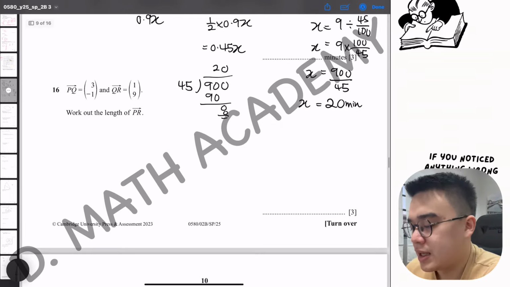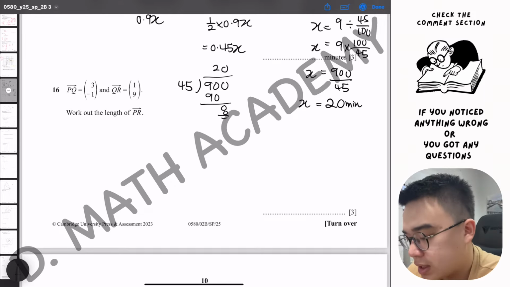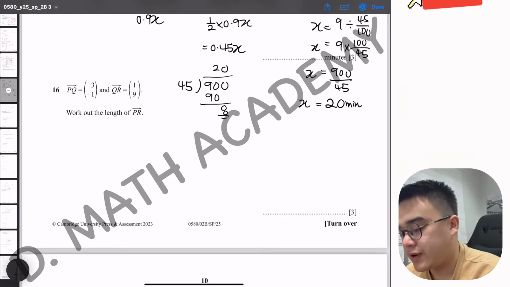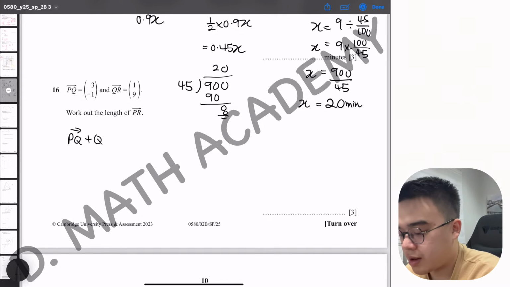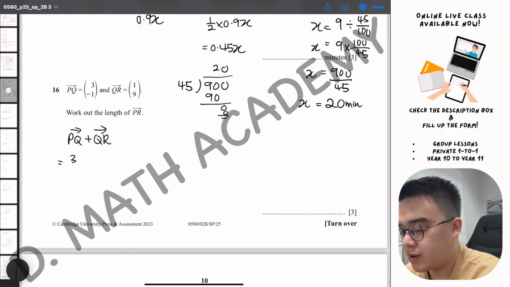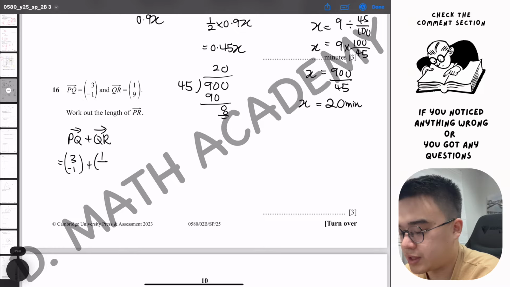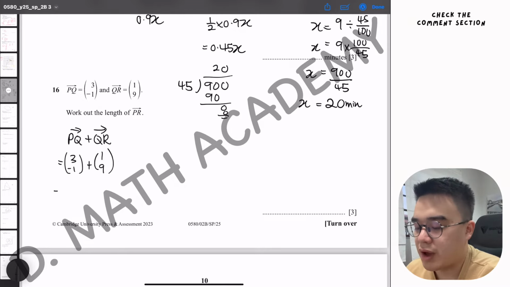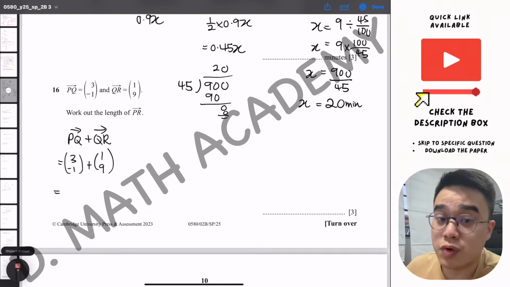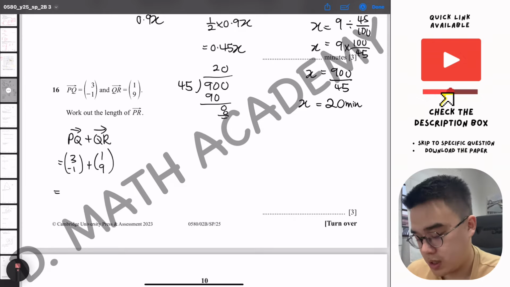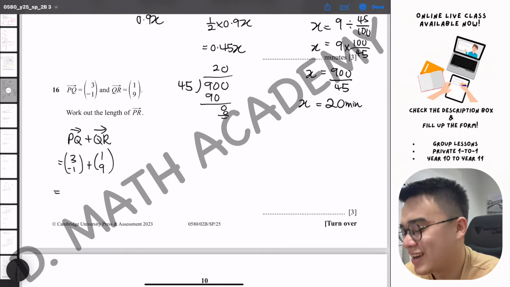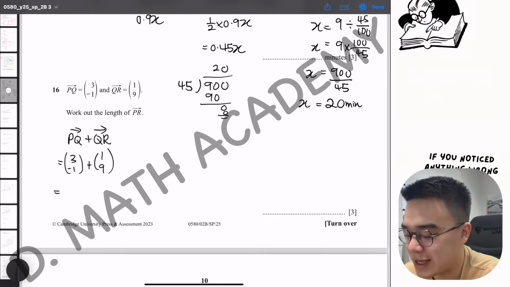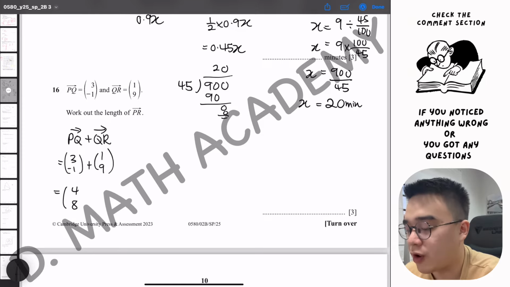Question 16, asking you for PR. So I need to calculate it first, where we have PQ plus QR, where we have 3, -1 plus 1, 9. The common mistake that I always receive here is students treating it as a fraction. If you add a line, you get 0 straight away, so do not make this kind of funny mistake. Numerator with numerator, or changes in x with changes in x, and you will get it as 4, 8.